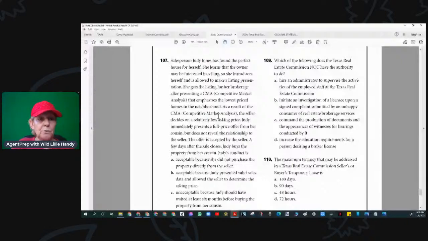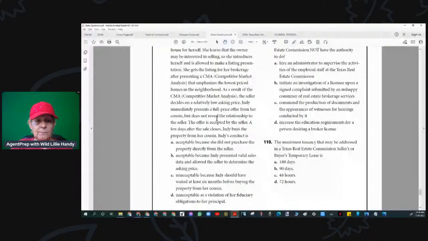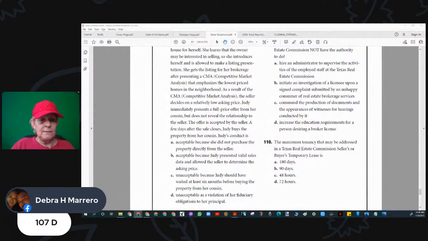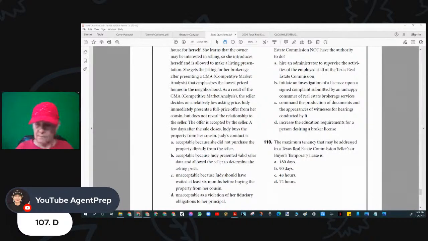So Deborah says 107D. Anybody else? Going once, twice, gone. 107D is correct. Yeah, I was typing F. Fail, fail, fail. Wrong, wrong, wrong. We can't be doing that.